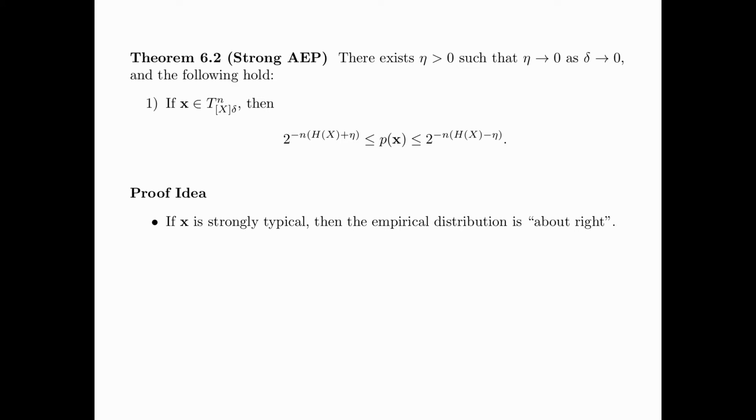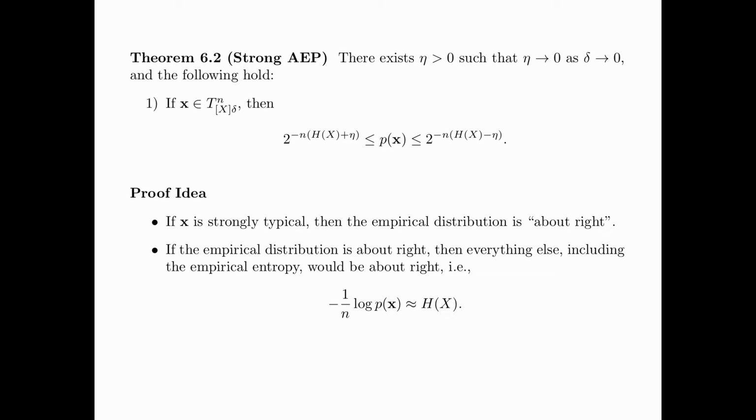If x is strongly typical, then the empirical distribution is, quote-unquote, about right. If the empirical distribution is about right, then everything else, including the empirical entropy, would be about right. That is, minus 1 over n times log of the probability of the sequence is approximately equal to the entropy of x. This is equivalent to the probability of the sequence being approximately equal to 2 to the power minus n times the entropy of x.